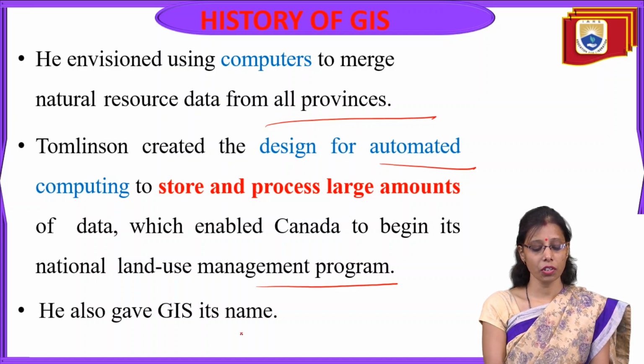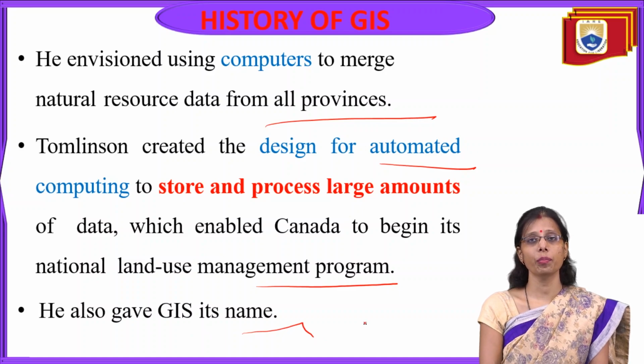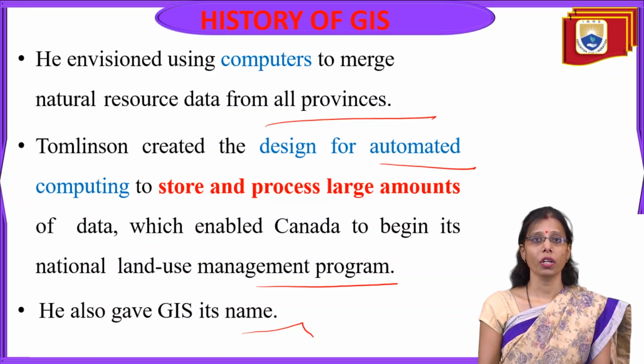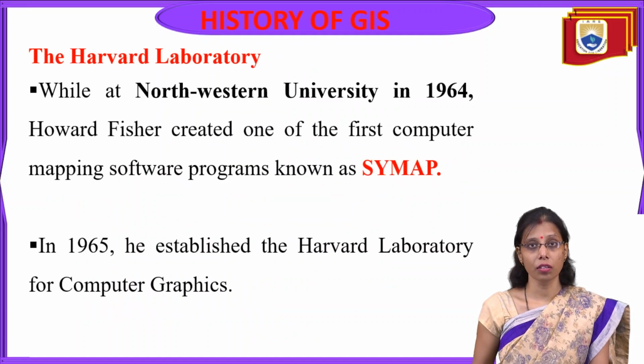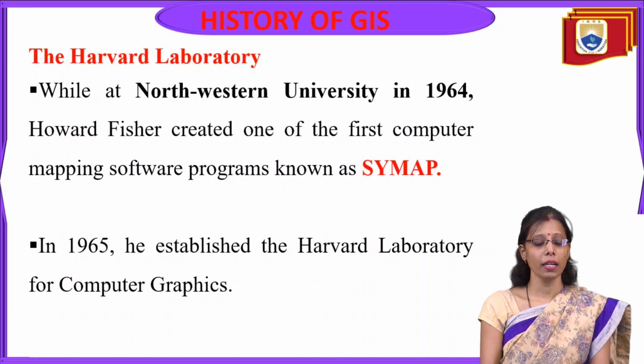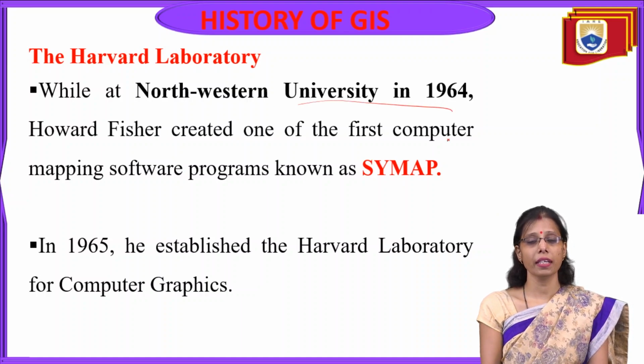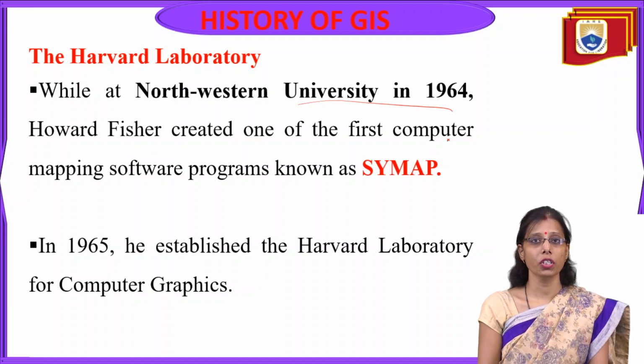Now, he also gave GIS its name. He is the only person who named it GIS. GIS is Geographical Information System. So Roger Tomlinson was the father of GIS, who developed this GIS process and the software and the automated computing system in the 1960s.